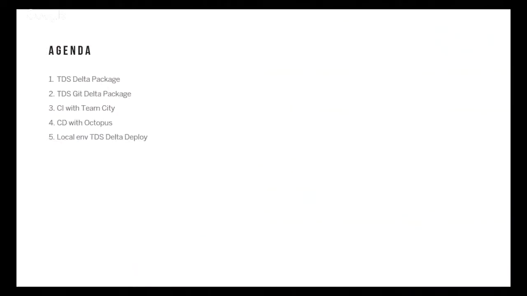So this is the agenda. We're going to talk about TDS Delta Package, and then there's TDS Delta Package. I'll explain the difference between the two of them. Once we talk about the Delta Package itself, we'll talk about how we integrate that with the CI pipeline, CD pipeline, and the last thing is components: how we summarize all that and implement it for a local developer to help speed up their development process. I don't have a lot of material, probably about 20 minutes. So if you have any questions, just ask me.